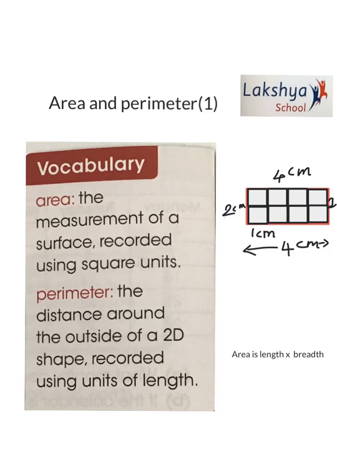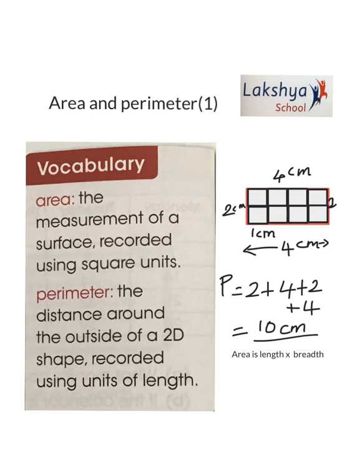Now how do we find the perimeter? We know that perimeter is the length of all the four sides. So it would be 2 plus 4 plus 2 plus 4. That is 10 centimeter. The units to measure perimeter is centimeter, or any units we use to measure length. It would be centimeter, millimeter or meter.